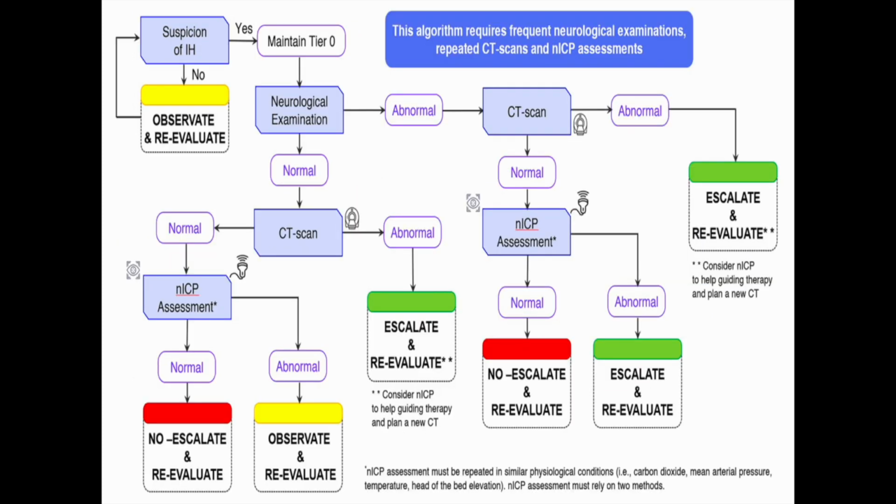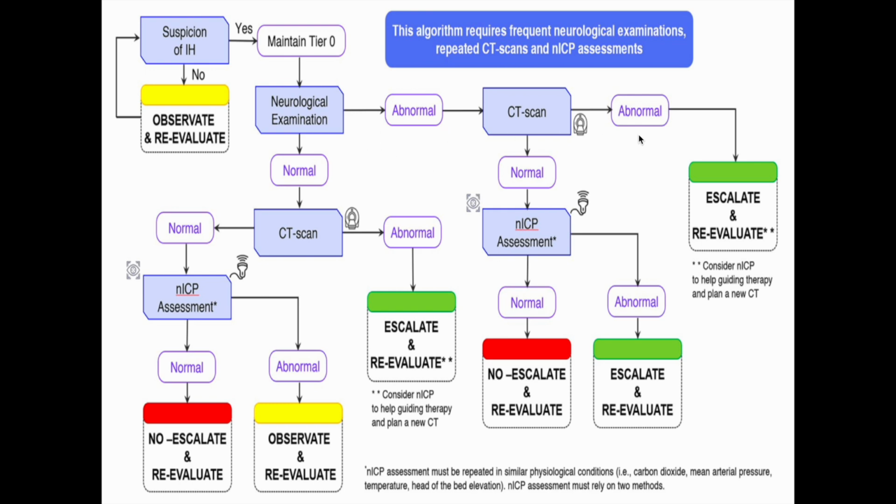Next is the algorithm on escalation of treatment when CT is available. First see if you are suspecting any intracranial hypertension or not. If no, then just observe the patient. If yes, then go for tier 0 as we have already done, then go for a neurological examination. If it appears to be normal, then please do a CT scan. Now, after the CT scan, if the CT is normal, then do your nICP assessment. Then manage accordingly. If it is abnormal, then you can consider escalating your therapy.